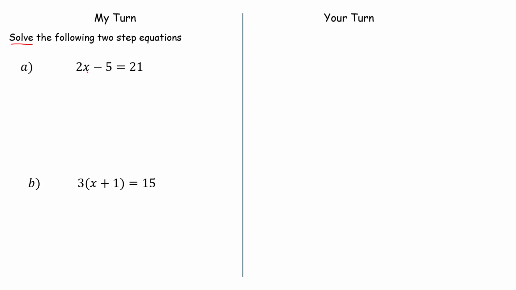And the more you do of these, the quicker you can just do it in your head. But you've got to understand that this was formed by having x. You then multiplied by 2 to get you to 2x. You then took away 5 to get you to 2x take away 5. The order is really, really important. If you took away 5 and times by 2, you would not get this, as we saw on the previous video.